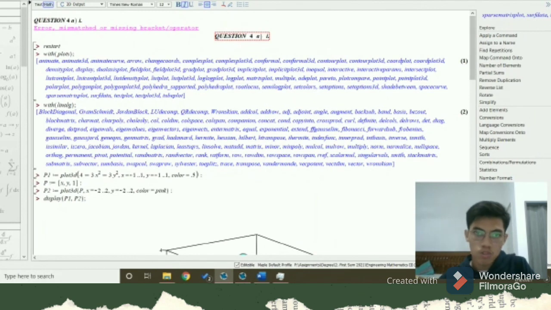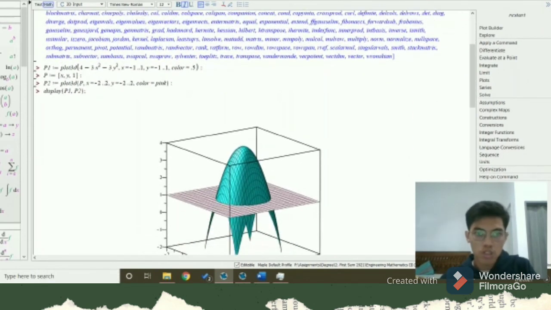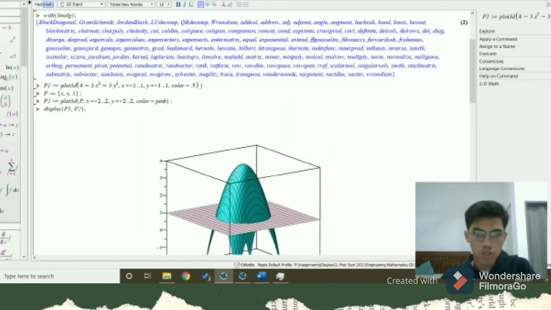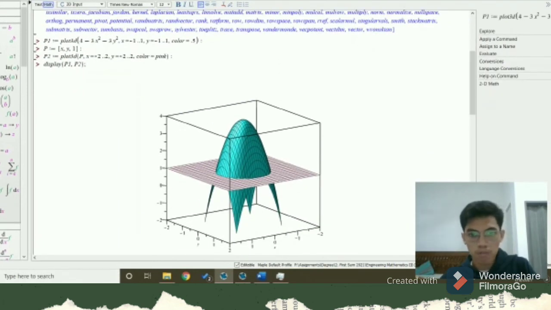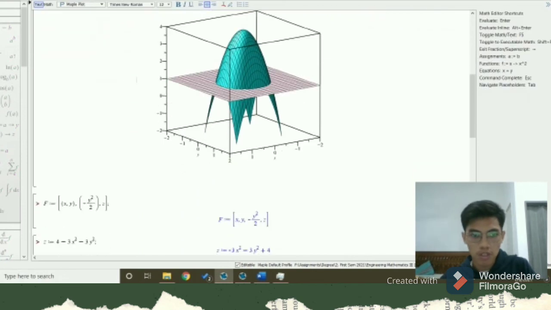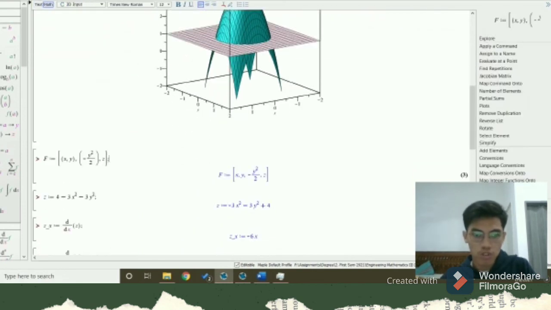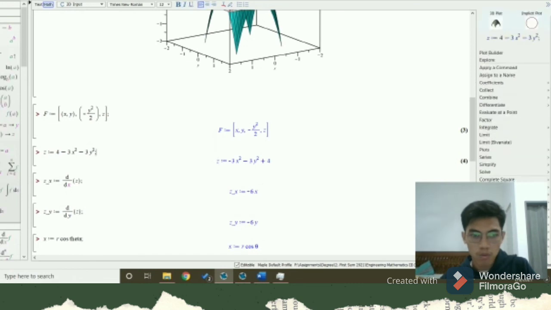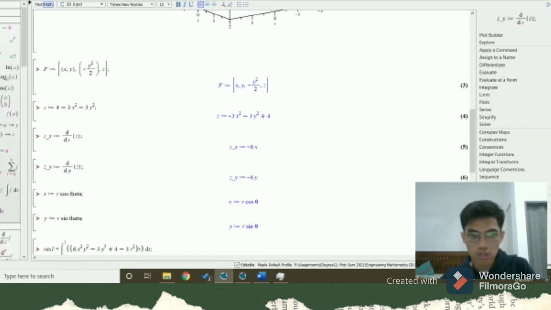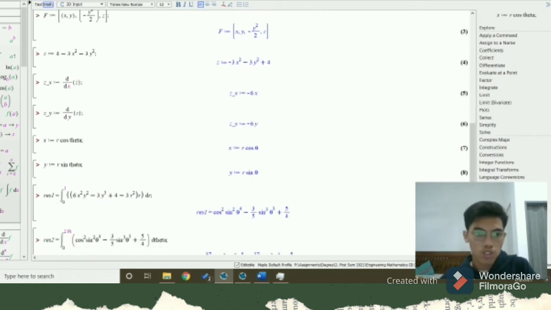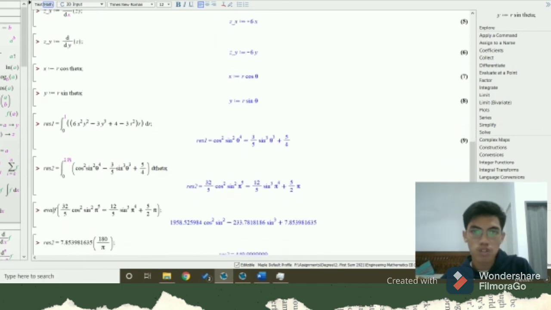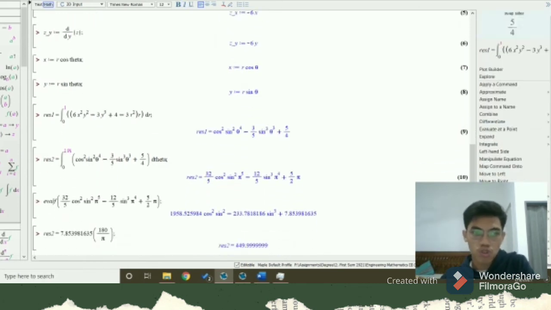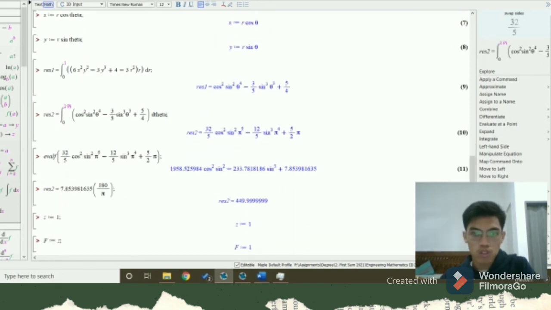Okay, Assalamualaikum. So right now I will present the simulation for question 4a1, where we are using Stokes' theorem. The first thing is we plot the graph for the paraboloid and the plane z equals 1 right here. This is the plotting. Next we initialize the value for the velocity field and the parabola equation, and we differentiate it with respect to x and y, and we initialize the value of x and y in this equation before integrating from 0 to 1 and 0 to 2 pi. The evaluation we get is 7.85.